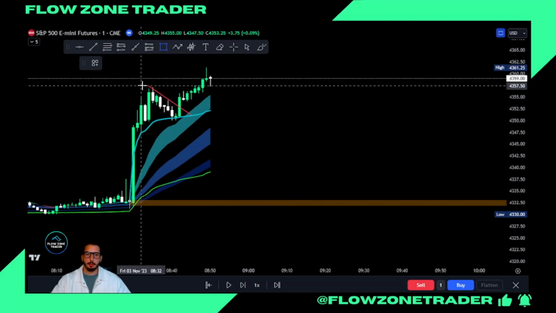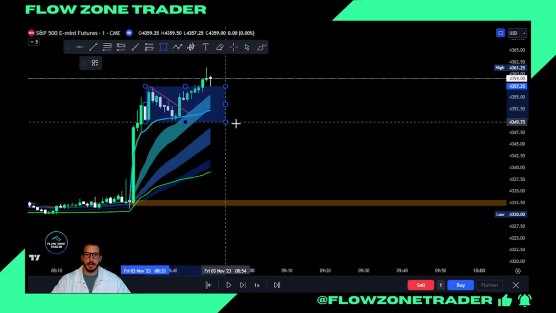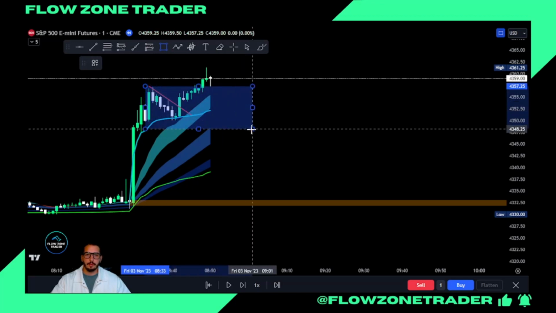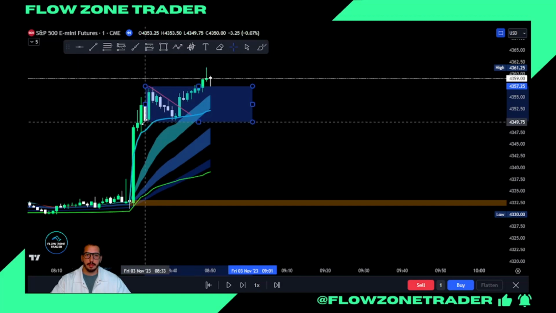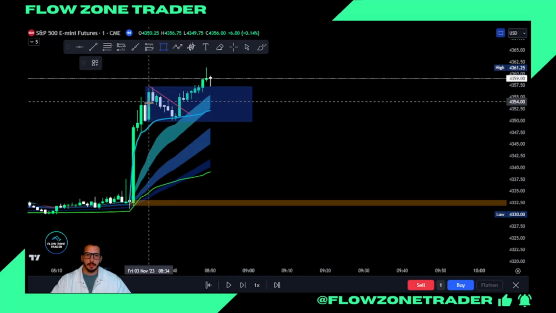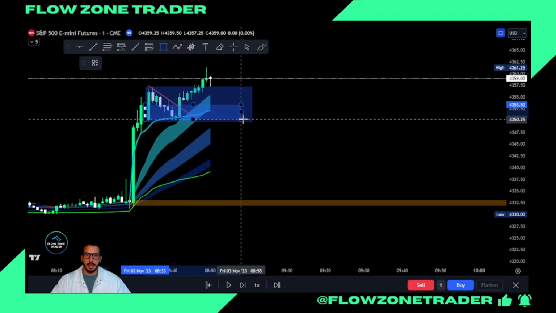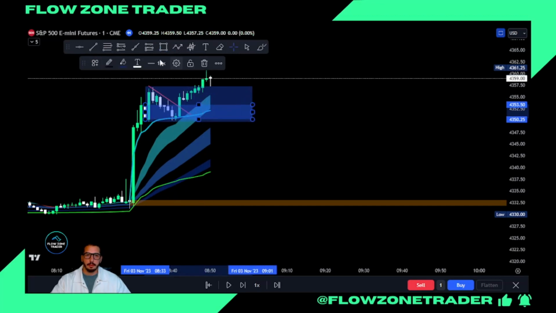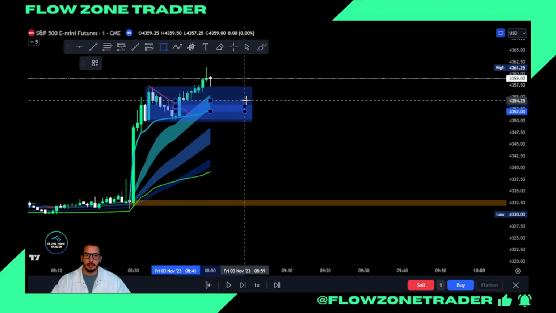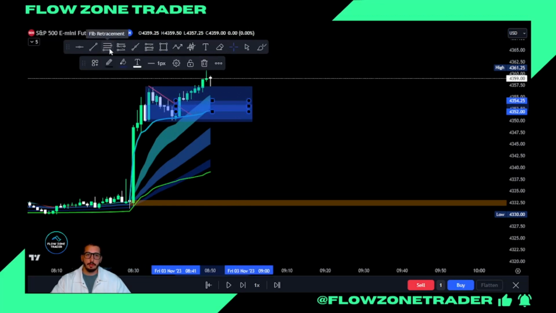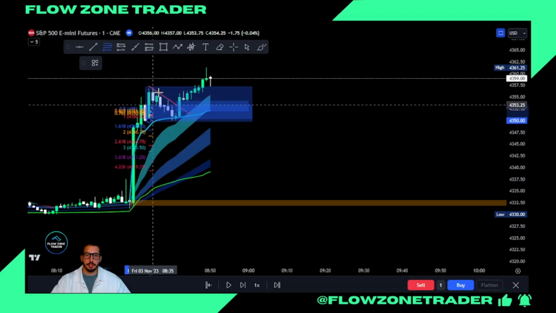All right, so where's your pullback? Here is your whole pullback leg. Oh, really, it's into here, isn't it? And within that, okay, you've got a demand block here, and you have this engulfing move that left an imbalance. And you can always just do a measured move of the pullback leg if you wanted, right? So you could just do the pullback leg.